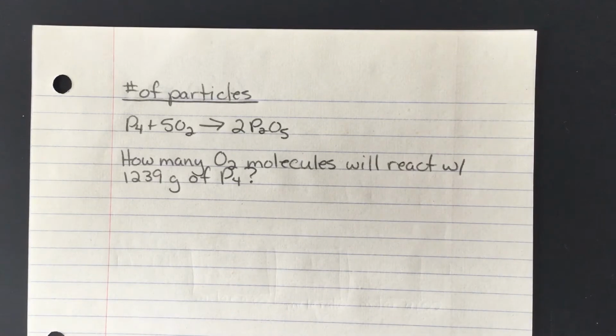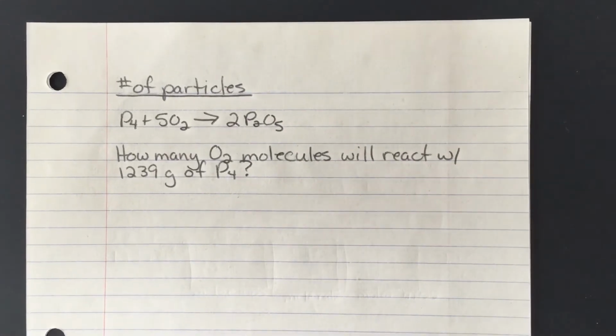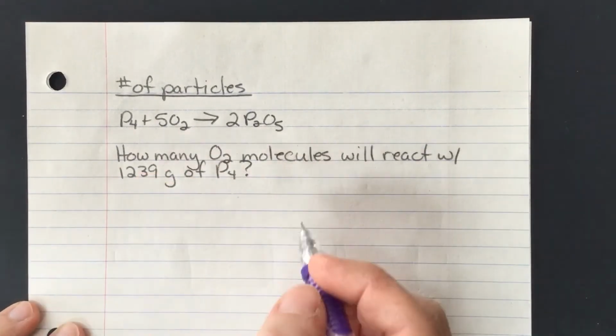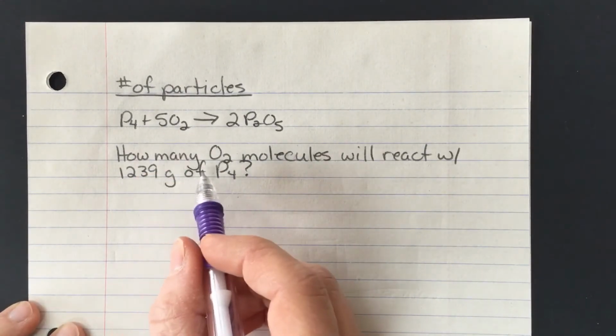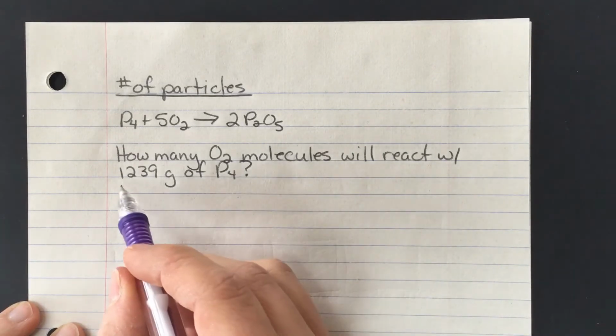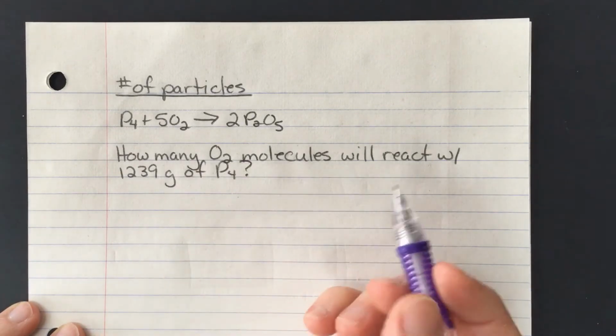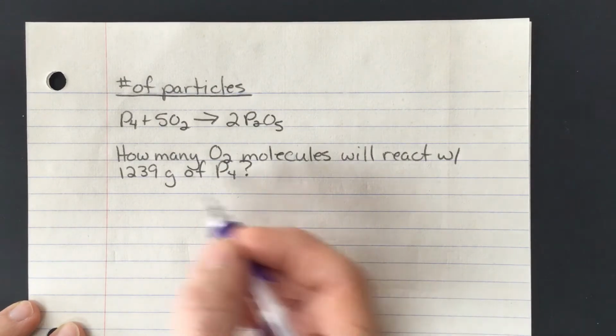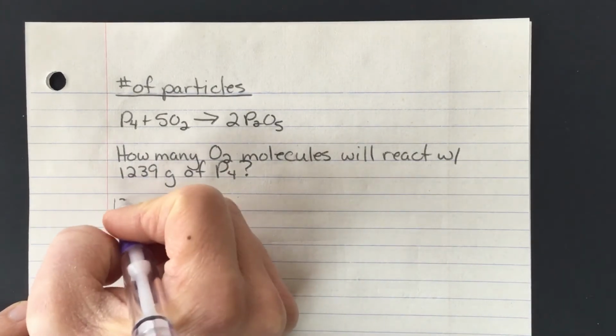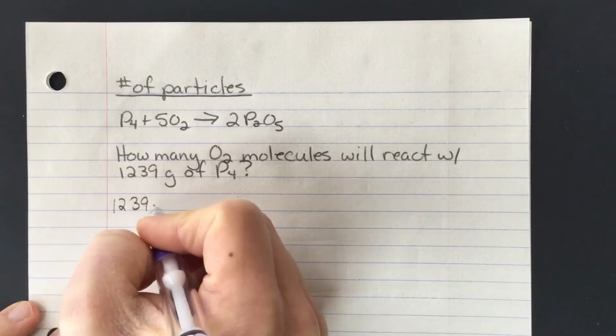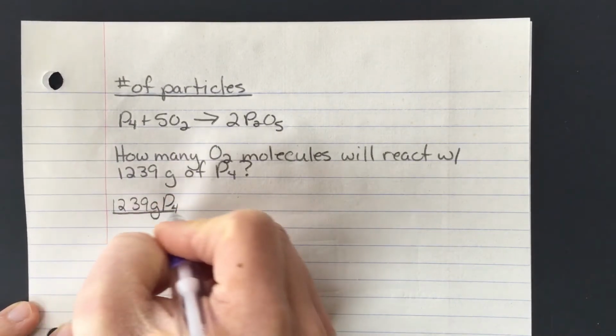Now let's go on, and I will give you a few extra problems. Oh, sorry, number of particles. There's one more type of problem I forgot. Sometimes they'll want to know the number of particles or give you the number of particles. So here is one more thing that we can do with this. I'm given how many oxygen molecules will react with 1,239 grams of P4. So I start out with my 1,239 grams of P4.